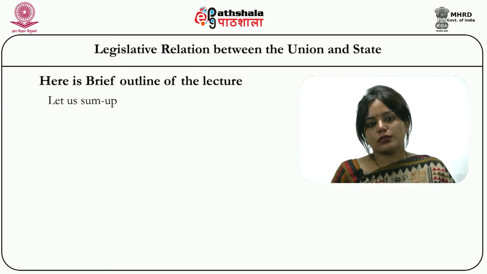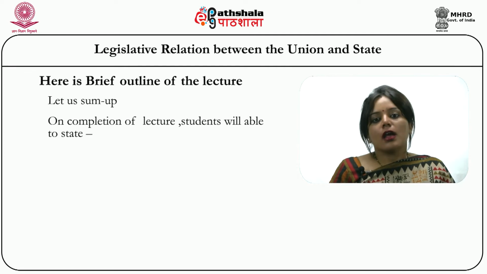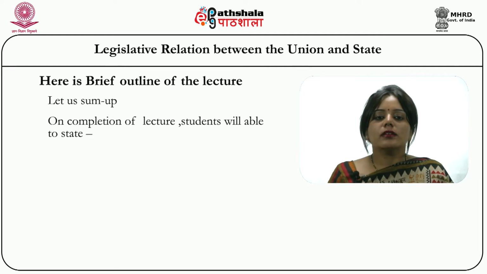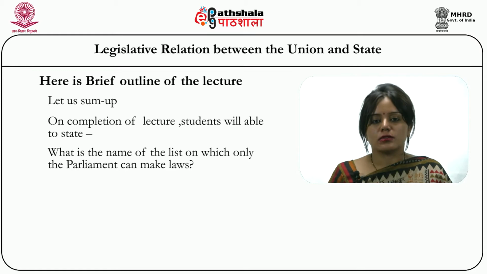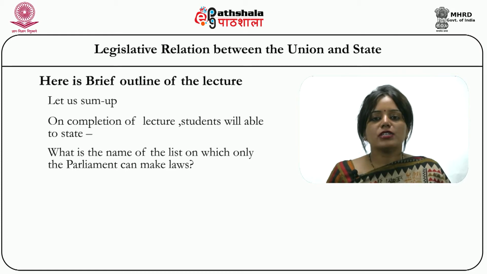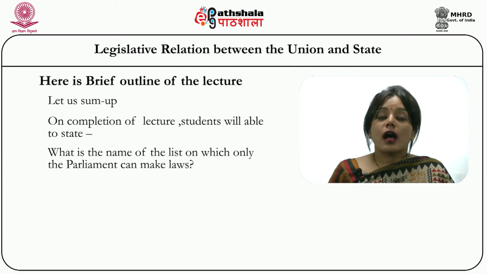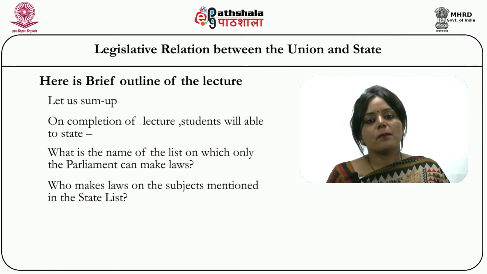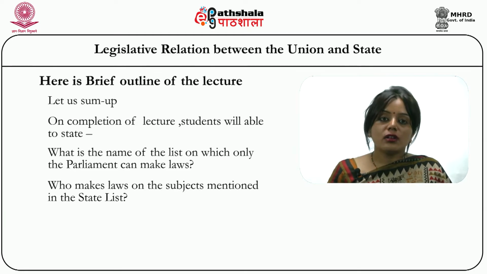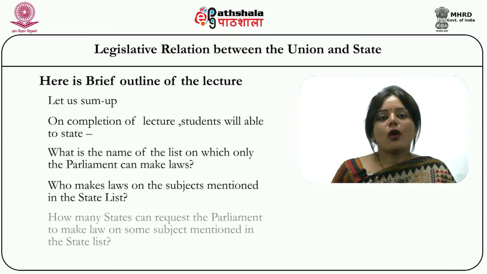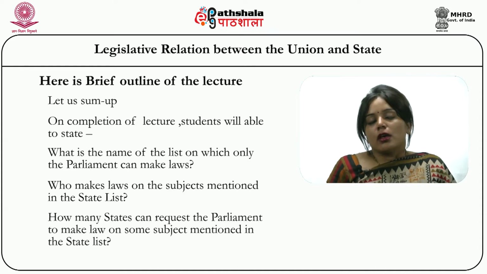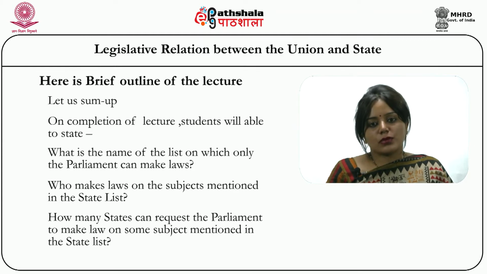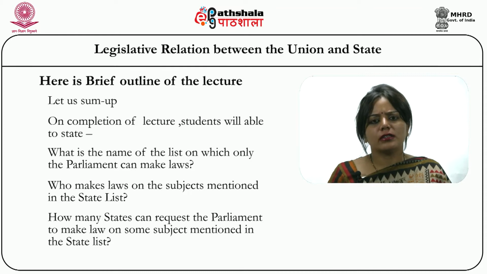And my dear students, on completion of the lecture, you will be able to state what is the name of the list on which only the Parliament can make laws. After that, who can make laws on the subjects mentioned in the state list, and we will also be able to state how many states can request the Parliament to make law on some subject mentioned in the state list.